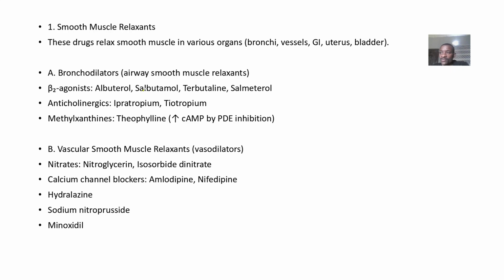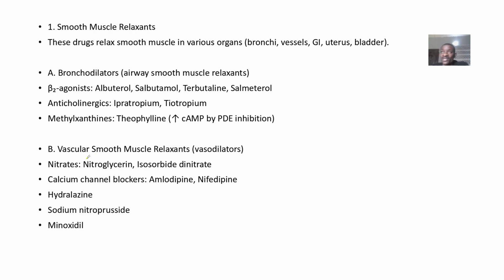Examples of these drugs: we have the ones that relax smooth muscles in the respiratory airways. Those are known as the bronchodilators. So drugs like Albuterol, Salbutamol, Terbutaline, Salmeterol. We have Ipratropium, Tiotropium, and Theophylline.